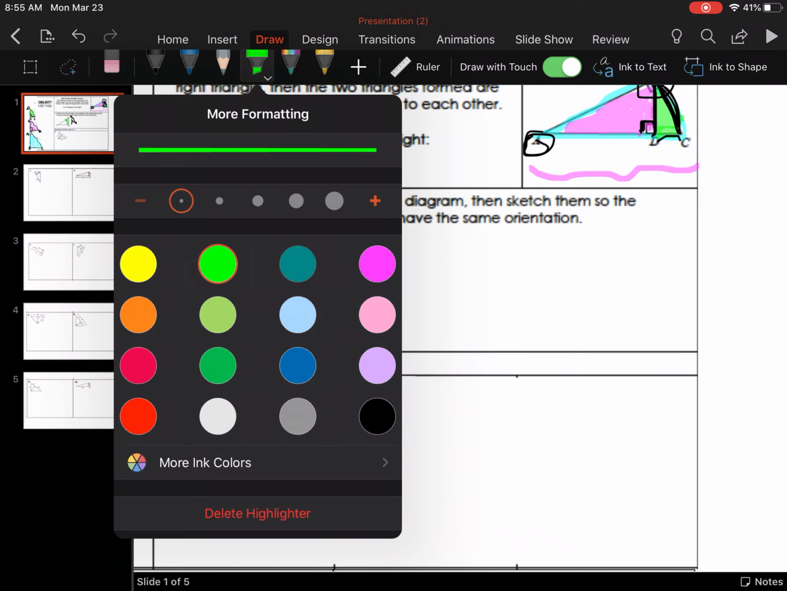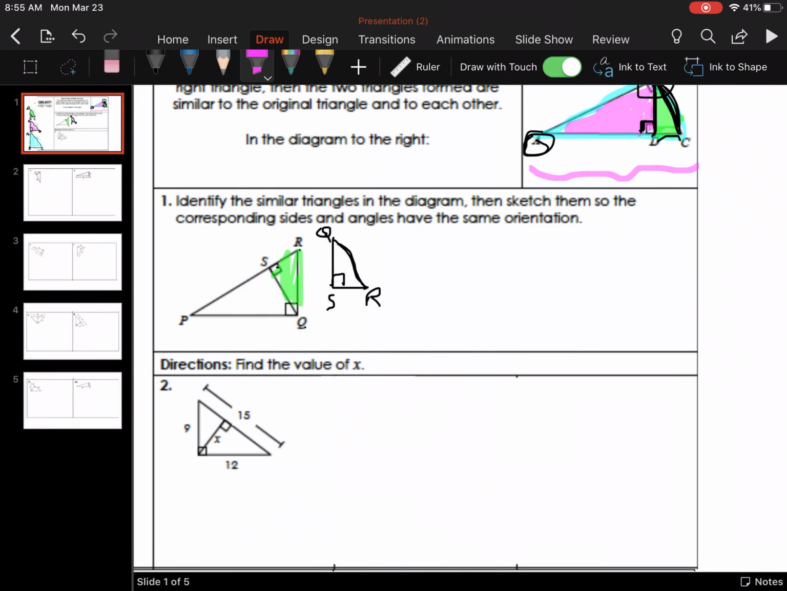All right, and then I'm going to do the pink triangle, which is the medium triangle right there. I'm going to draw that right next to it. Okay, look for the right angle. So the right angle is right there, and that's the letter S. Look for the little leg. So this is the little leg. S goes out to Q. And then the tip up there is P.